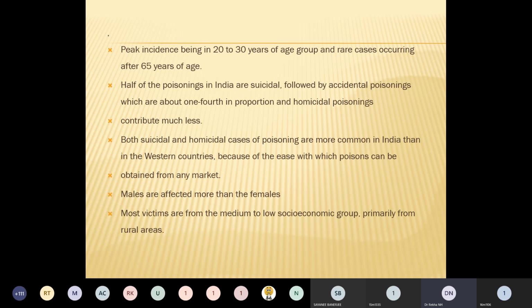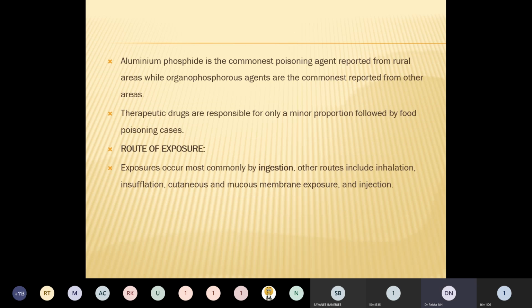Both suicidal and homicidal poisonings are more common in India than in Western countries because of the ease of availability of the poison. Males are more affected than females, and most victims are from the medium to low socio-economic group, primarily from the rural areas. Aluminum phosphide is the commonest poisoning agent reported from the rural areas, while organophosphorus agents are the commonest reported from the other areas. Therapeutic drugs are responsible for only a minor proportion, followed by food poisoning cases.